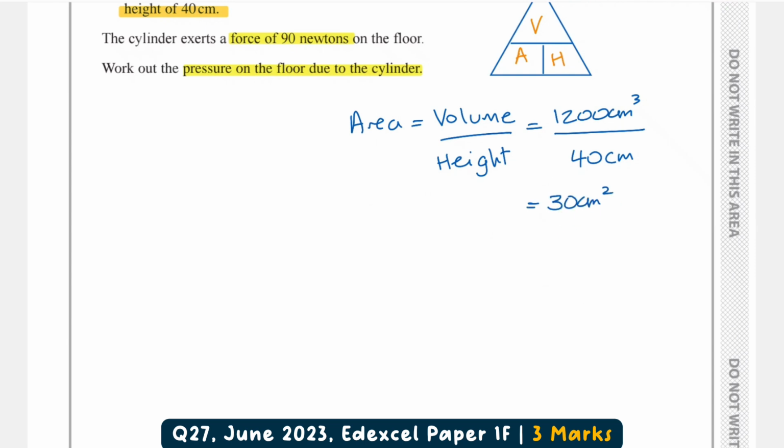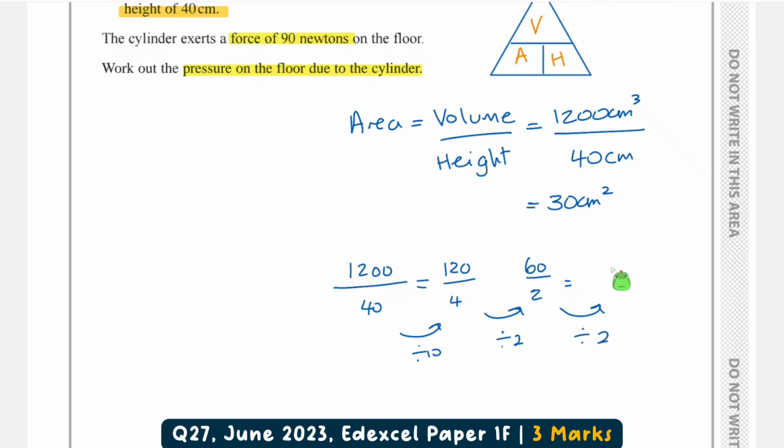If this isn't immediately obvious, we can simplify step by step. So from 1,200 over 40, we can divide by 10 to give us 120 over 4. So that's divide by 10. And we could half it. So divide by 2, which will give 60 over 2. And we can half again. So divide by 2 again. And this will be 30 over 1, which is the same as what we've got here.